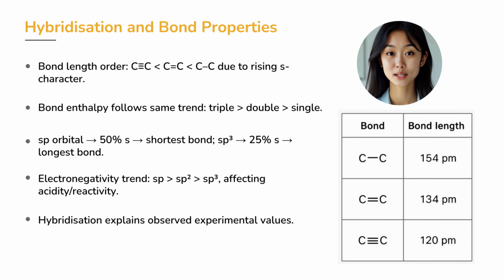That's because sp orbitals have 50% s character, pulling electrons closer to the nucleus. sp2 orbitals have 33% s character, while sp3 orbitals have only 25%. This also makes carbon in triple bonds more electronegative than in double or single bonds. That's why acetylene, or C2H2, burns with an intensely hot blue flame in welding torches. Those sp bonds pack serious strength.